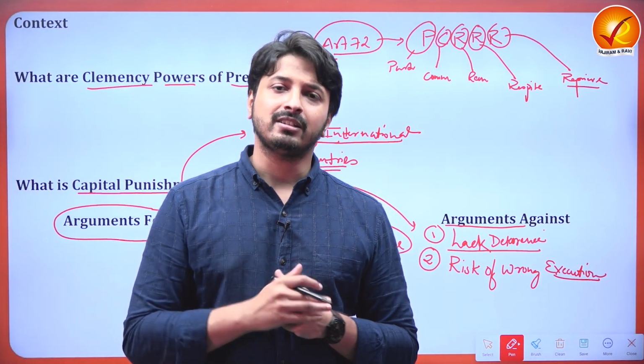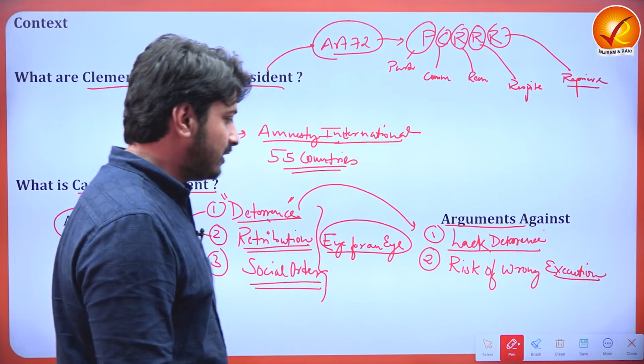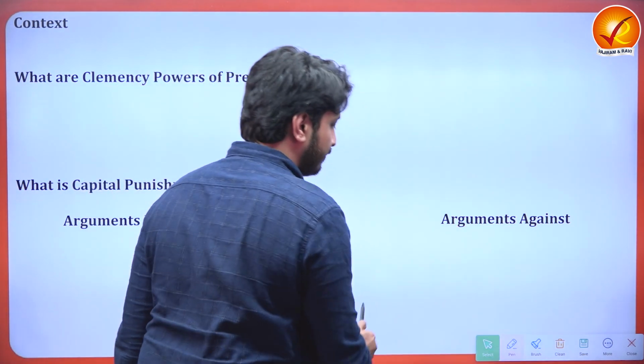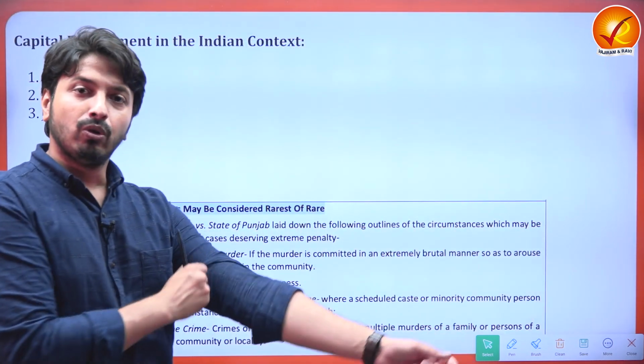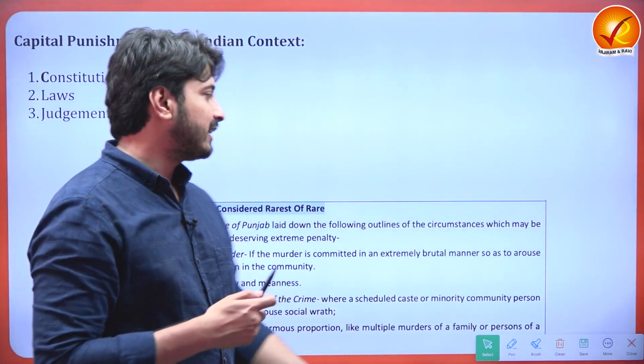And these are the two major arguments against the continuation of the practice of capital punishment. Now we'll try to see what the Indian legal system and the political system hold for the practice of capital punishment.